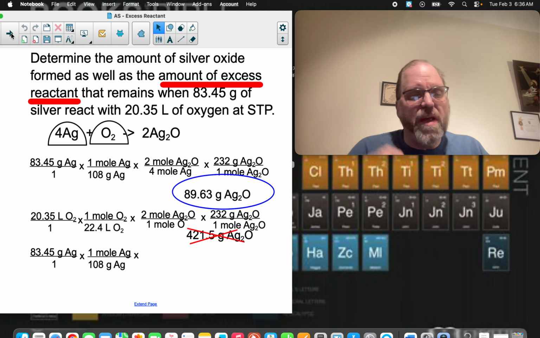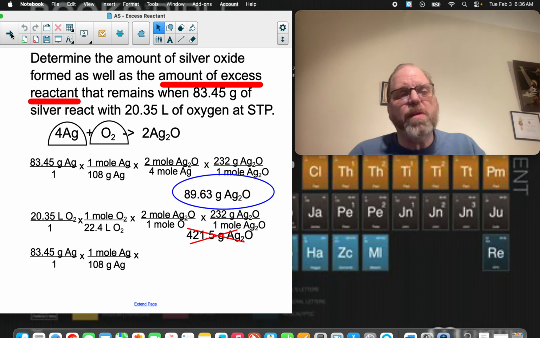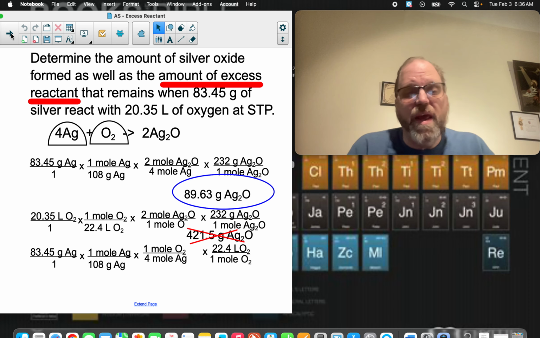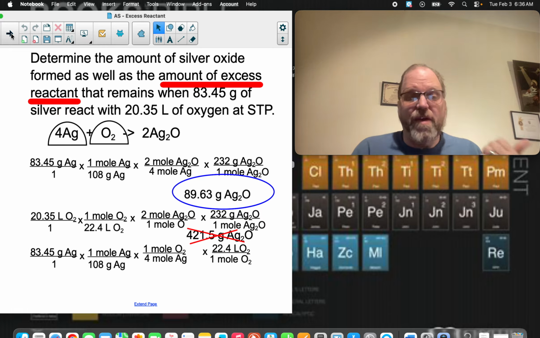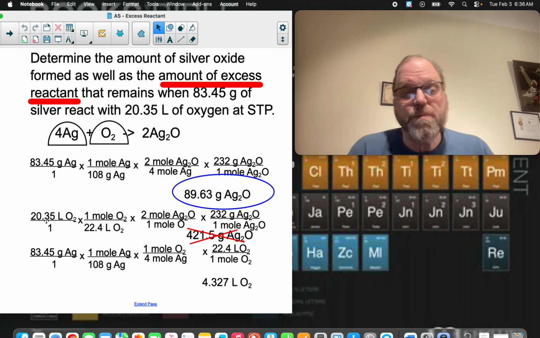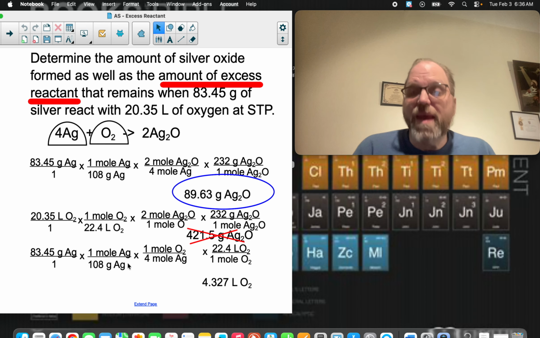1 mole of silver is 108 grams. And when we say the molar relationship between silver and oxygen is 4 to 1, therefore 1 mole of oxygen is 4 moles of silver. And then with the molar volume, 22.4 liters is 1 mole. Take your calculator: 83.45 times 22.4, equal, divide by 108, equal, divide by 4.